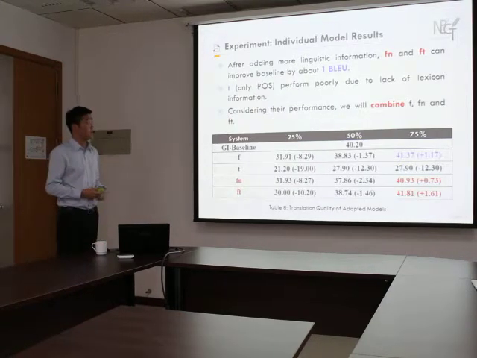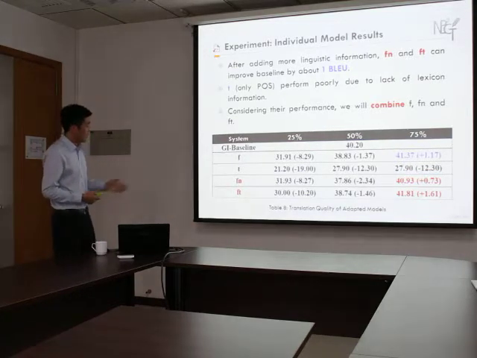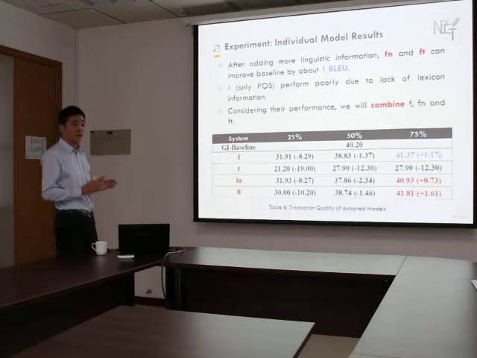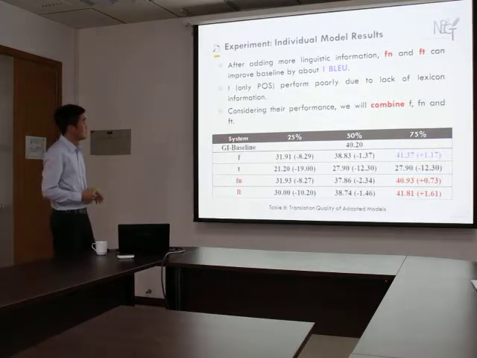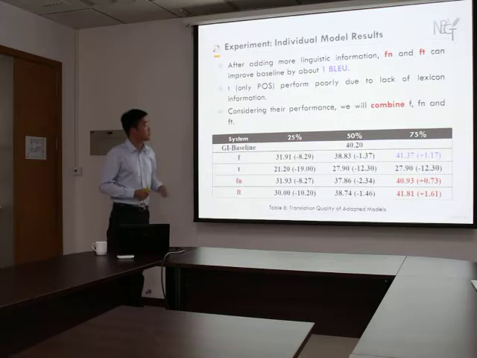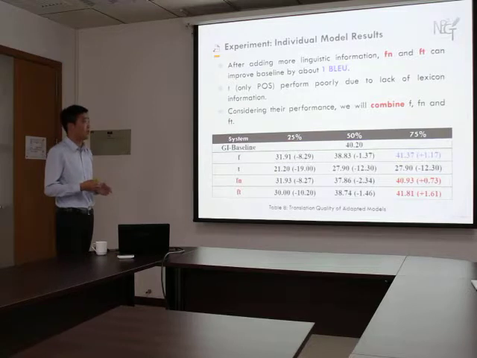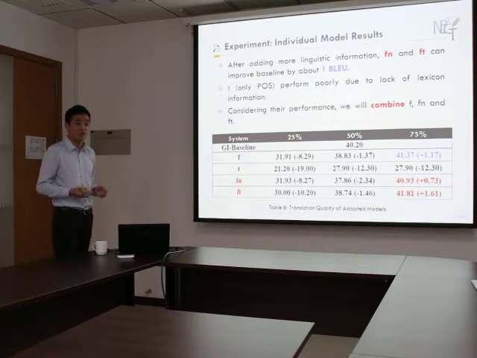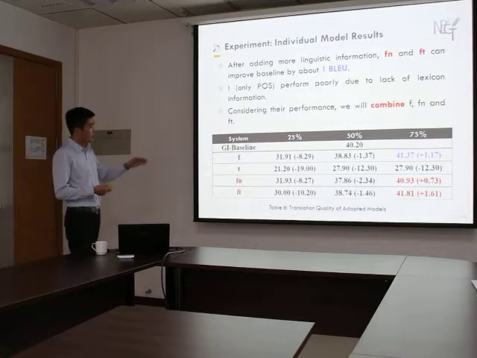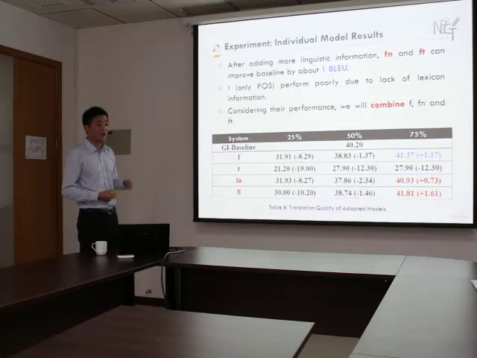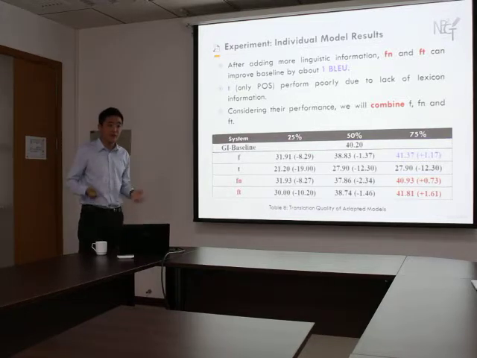Here is our individual model result. The red data show that after adding more linguistic information, Fn and Ft can improve on the baseline by about 1 BLEU point. But if we only consider the POS information, it will perform poorly, because this will lose the lexical information. Since Fn and Ft outperform the baseline, I will combine Fn and Ft for the combination experiment.